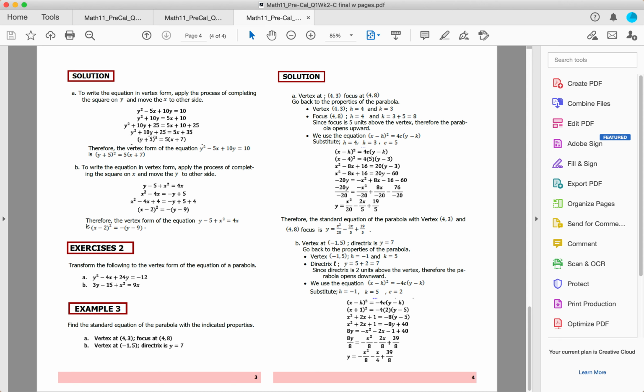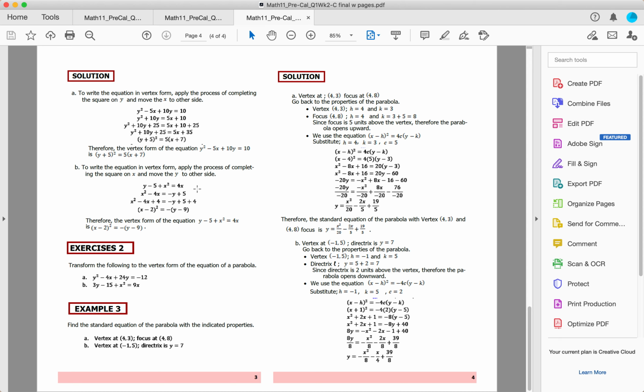Now, since this is already a perfect square trinomial, the factors would be y plus 5 squared, because y plus 5 squared would be y squared plus 10y plus 25. And then adding 10 and 25, you get 35. Factor out 5. The common factor is 5. So 5 times the quantity x plus 7. So from this equation, it becomes the vertex form. I hope that's clear.